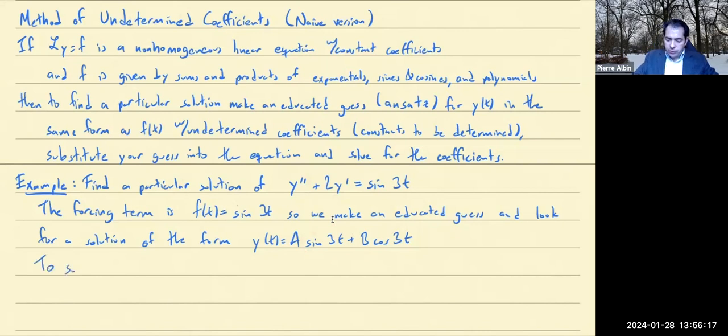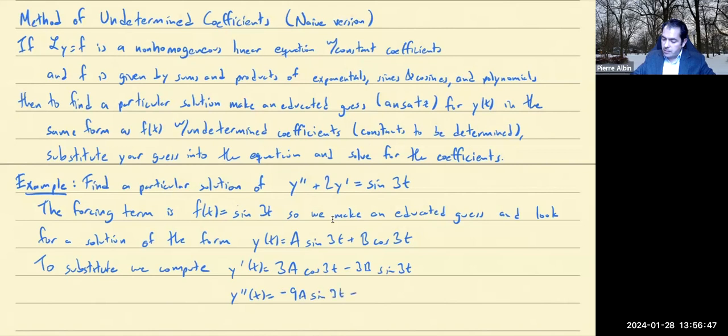So to substitute, let's start by computing y prime of t, which would be 3a cosine of 3t minus 3b sine of 3t. And then y double prime would be minus 9a sine of 3t minus 9b cosine of 3t.